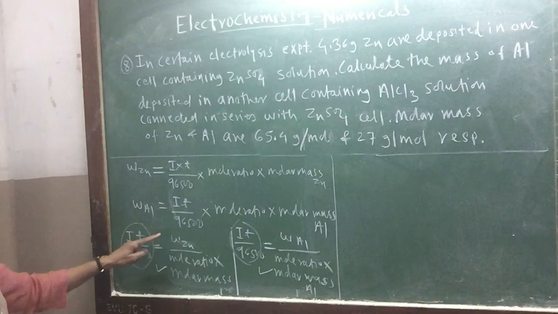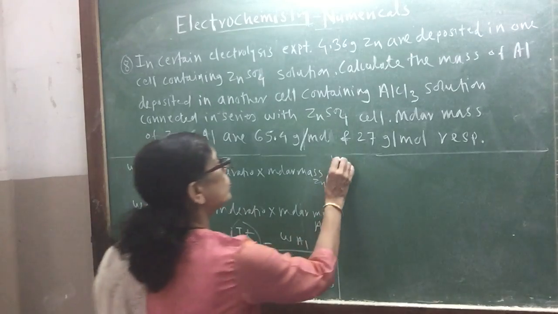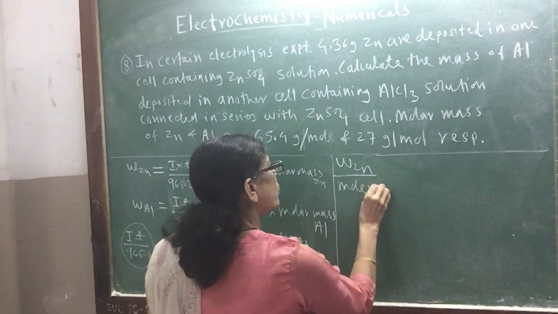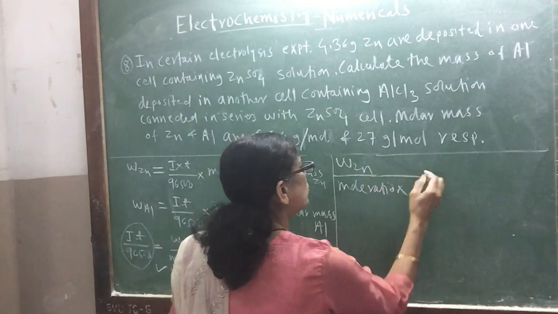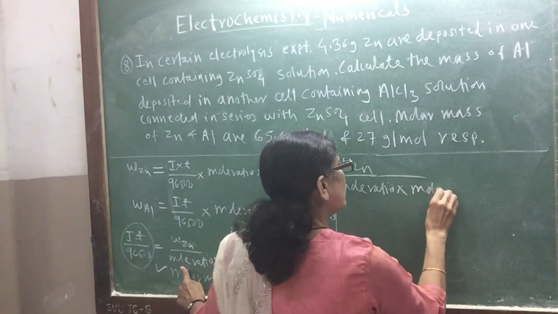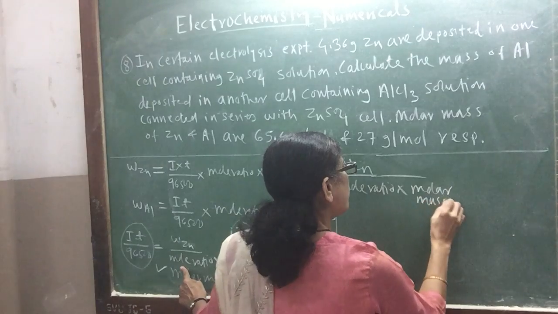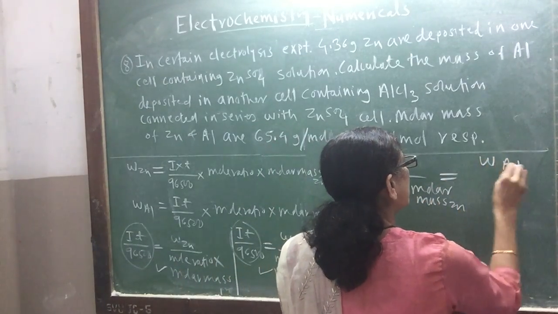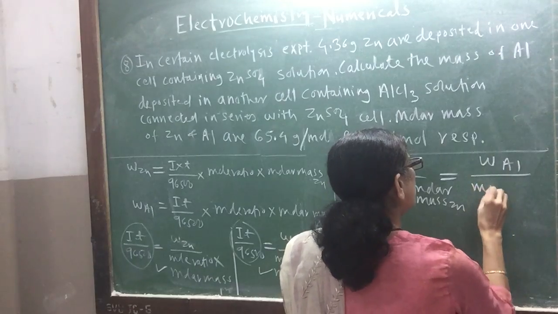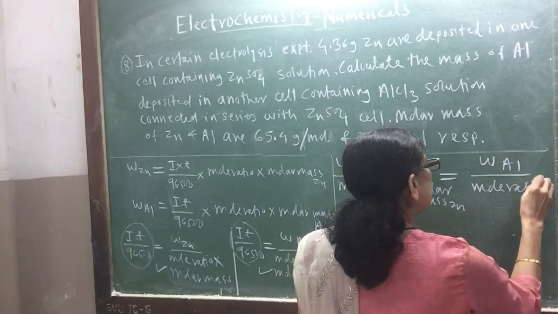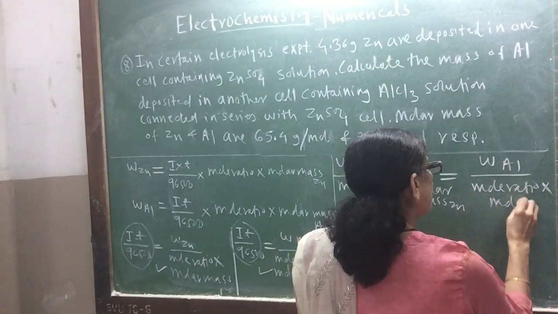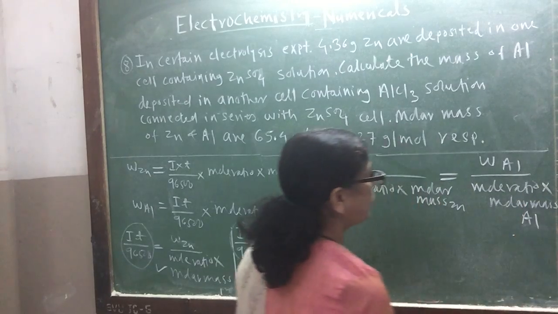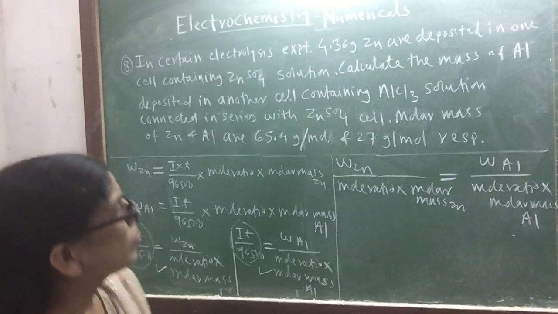So what we will get? W_Zn upon mole ratio into molar mass of zinc is equal to W_Al upon mole ratio into molar mass of aluminium. Okay.